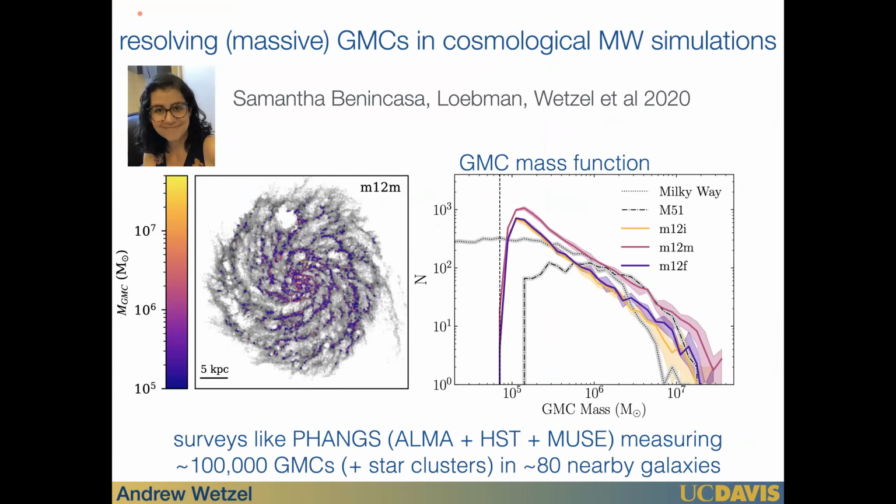Sam Benincasa has been doing nice work looking at molecular clouds in these simulations. And on the right, you can just get a sense of comparison. This is the mass function of GMCs in these simulations, that's the colored lines, compared with observations of the clouds in the Milky Way and M51. And then we're getting mass functions that are at least qualitatively comparable to what we measure in the Milky Way. So that's promising.